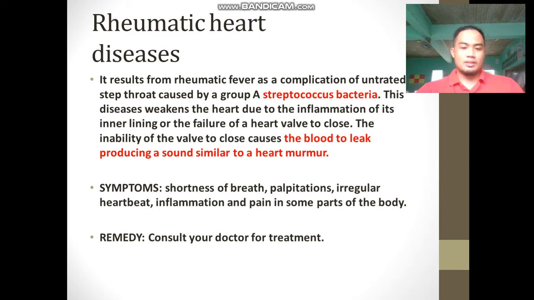So, nagahuni-huni ang imong heart kay wala naga-close ang valve, may naga-leak nga blood tungod nga ang valve sa babaw sa heart is wala naga-close. Symptoms of this is shortness of breath, palpitations, irregular heartbeat, inflammation, and pain in some parts of the body. Irregular na ang flow sang blood mo. And consult your doctor for treatment.